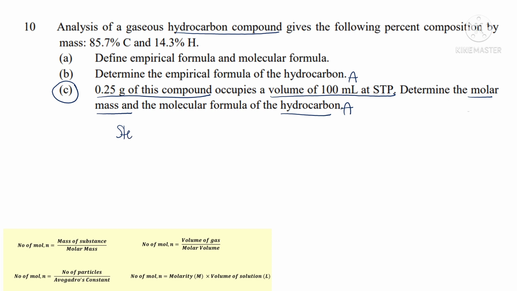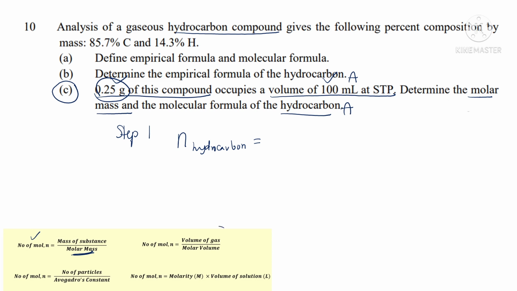So step number 1, we still find the number of moles of the hydrocarbon compound. But for this question, we are given the mass and also the volume of the gas. Which one should we use to calculate the number of moles of hydrocarbon? Very obvious, we cannot use the mass to find the number of moles. Why? Because we do not have the molar mass. Remember, the question asks us to find the molar mass. So we cannot use the formula number of moles equals mass divided by molar mass to give us the number of moles of the hydrocarbon.